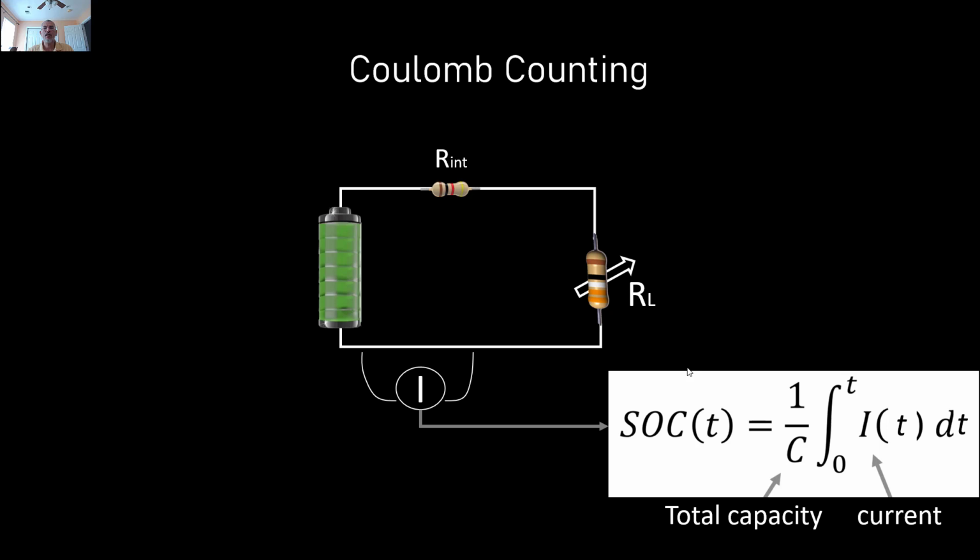Although Coulomb counting is easy to calculate, the measurement and computation errors are accumulated during the integration process, and the state of charge initial value is not easily obtained.